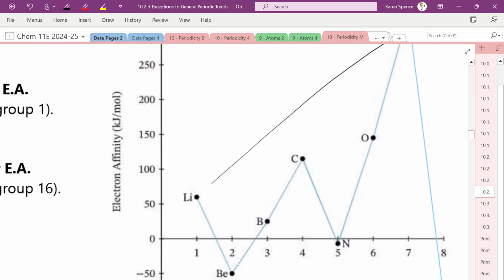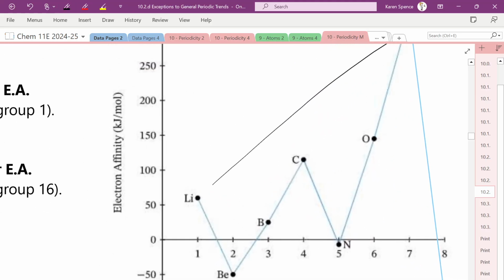First of all, let's deal with lithium and beryllium. What's up with that? Beryllium has more protons. It should be more attractive to that incoming electron. Why the heck is it not? Lithium, 1s, 2s.